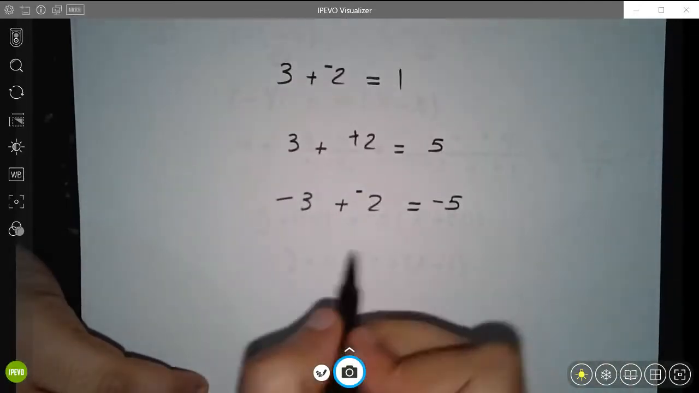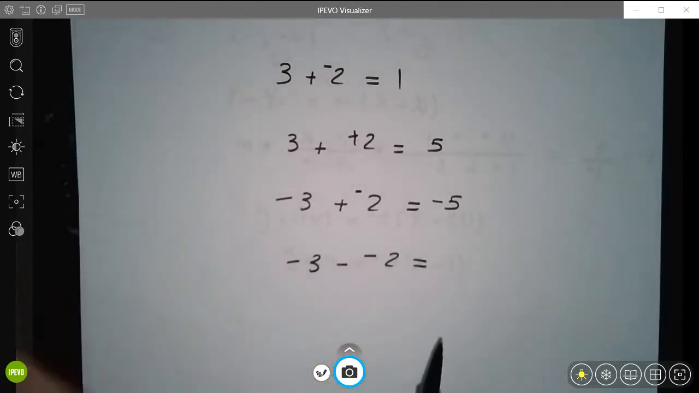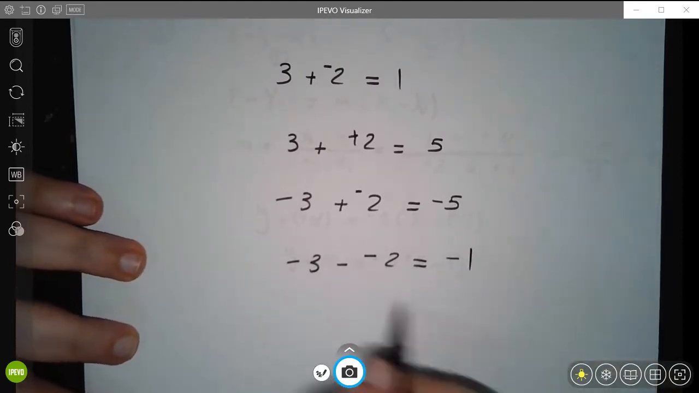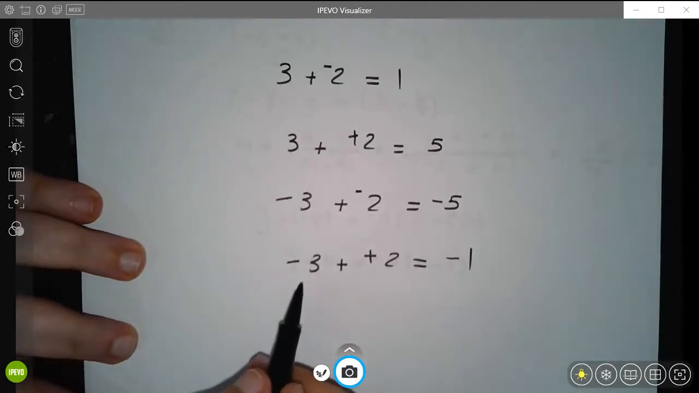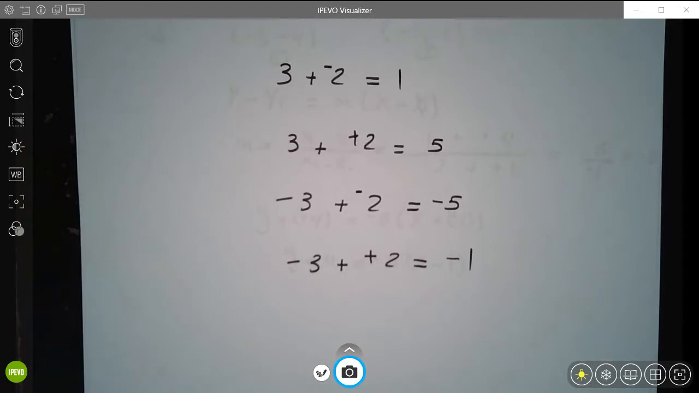Yes? And if I did this, what's the answer? See, it can get really confusing. This one, the answer is negative 1. To make it easy to see, flip this one, flip that one. See, now it's negative 3 plus 2, which is negative 1. Makes sense? So that trick simplifies things.